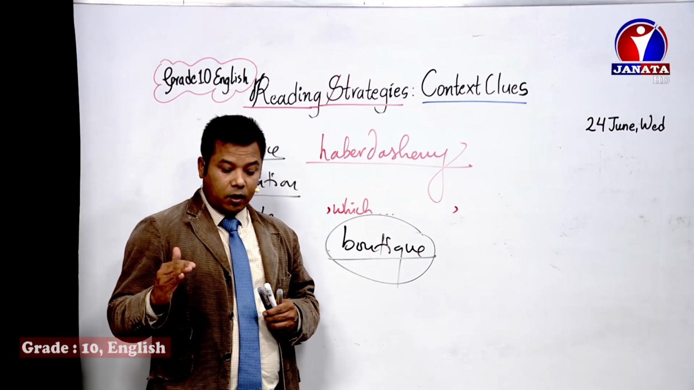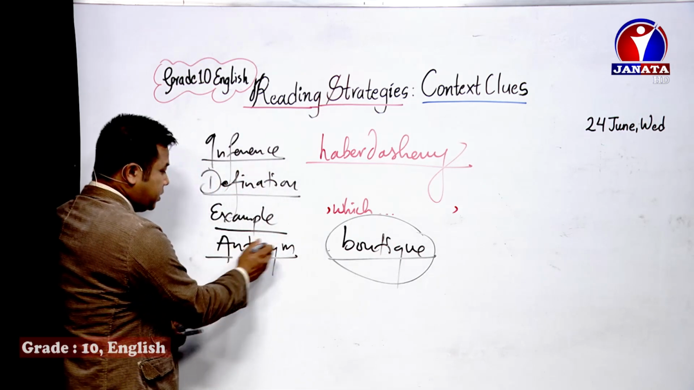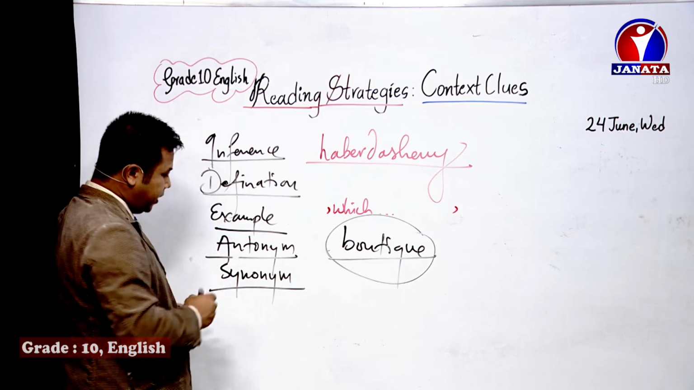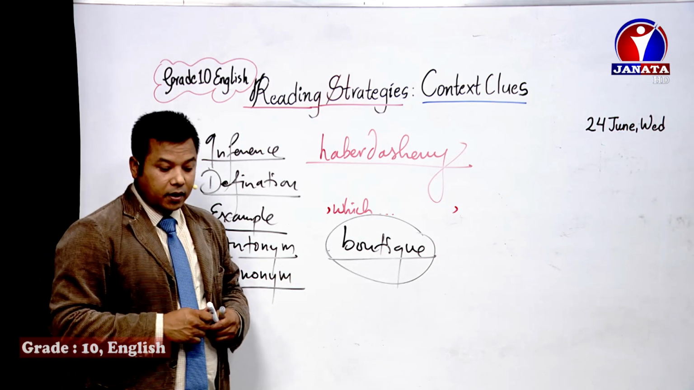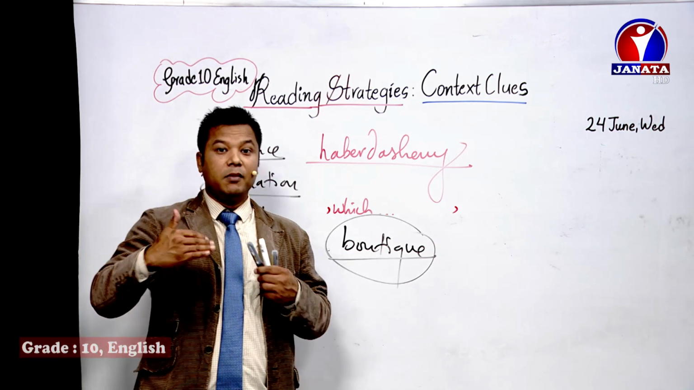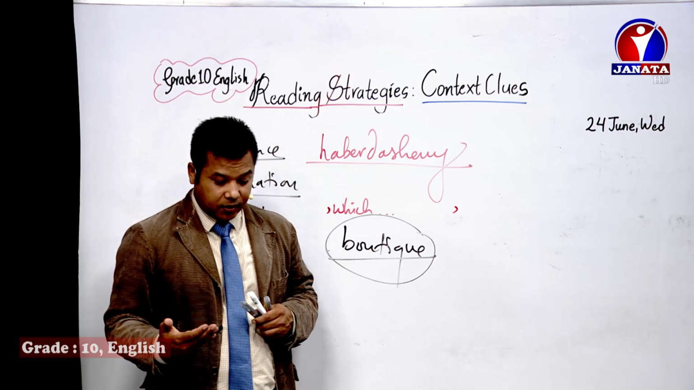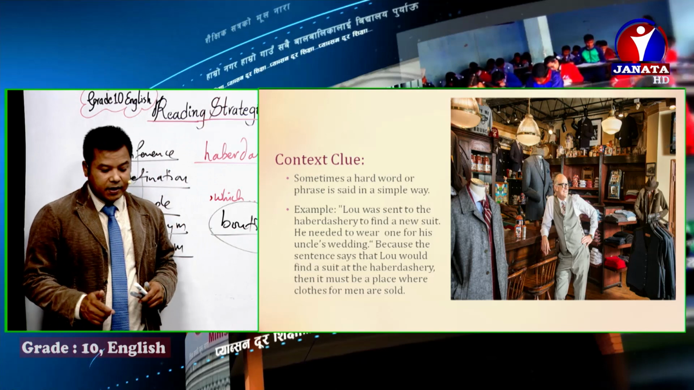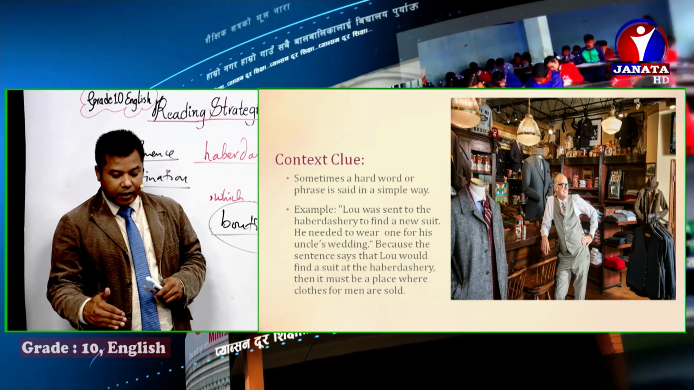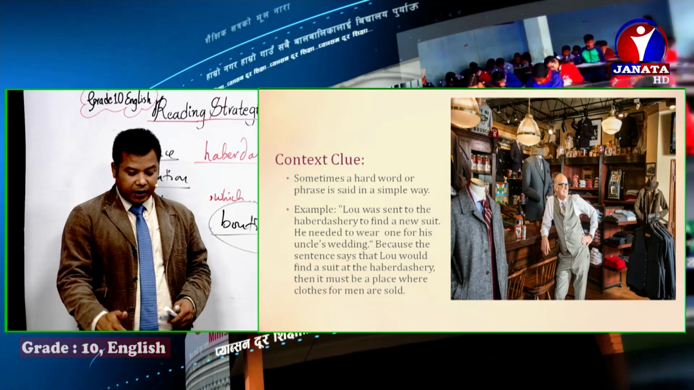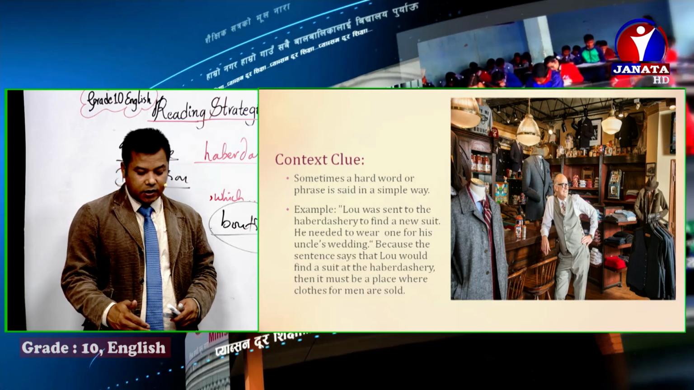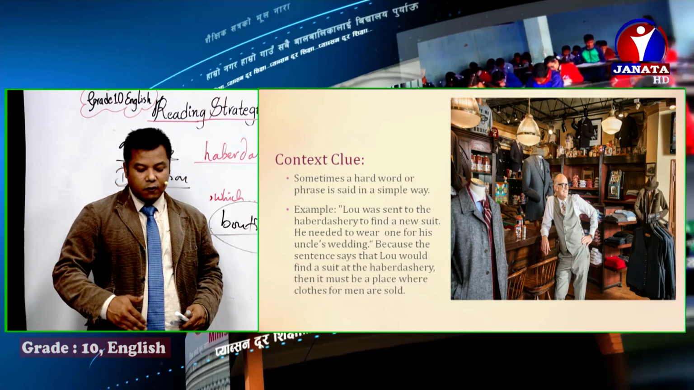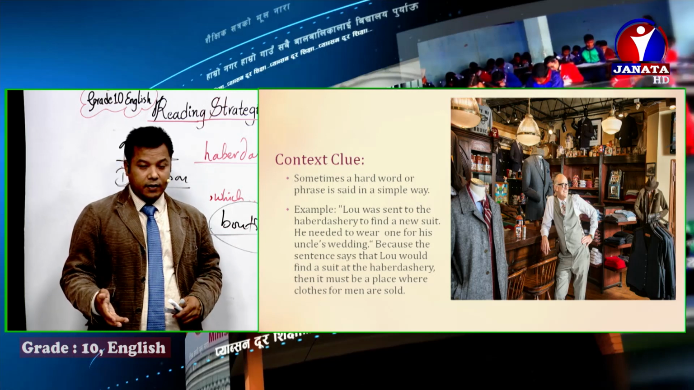We have one more clue, and this is the opposite of antonym. This is called synonym clue. Now, what is synonym clue? You try to look for some synonymous words in finding the answers. Example is there on your screen. Lou was sent to the haberdashery to find a new suit he needed to wear at his uncle's wedding. Because the sentence says that Lou would find a suit at the haberdashery, then it must be a place where clothes for men are sold.